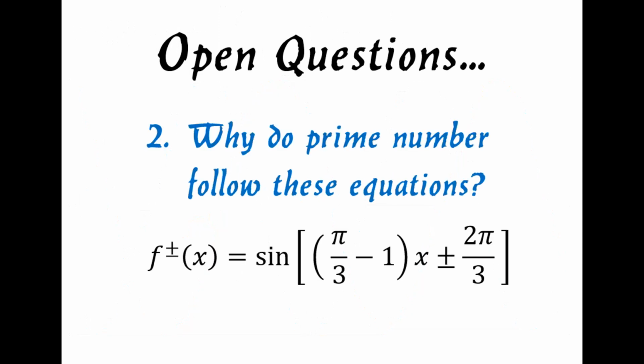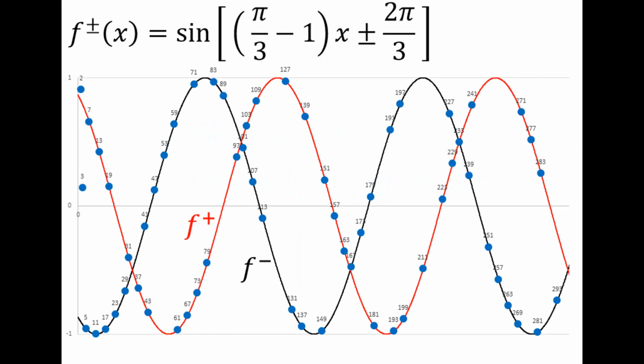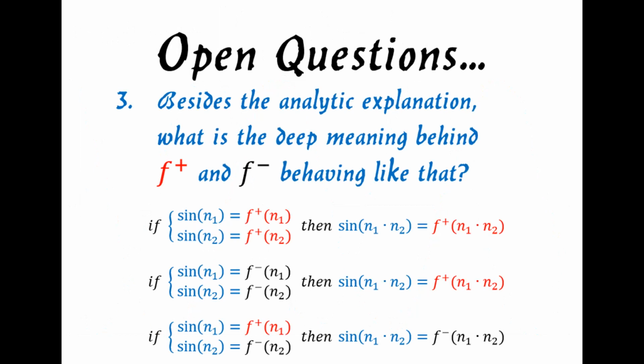Second question. Why do prime numbers follow those patterns, and why two different patterns? Are there two distinct types of prime numbers, depending on the pattern they follow? What are possible observable effects of this dichotomy? Third question. Besides the analytic explanation, is there any deeper meaning behind functions f plus and f minus behaving like positive times positive equals positive, negative times negative equals positive, and positive times negative equals negative?